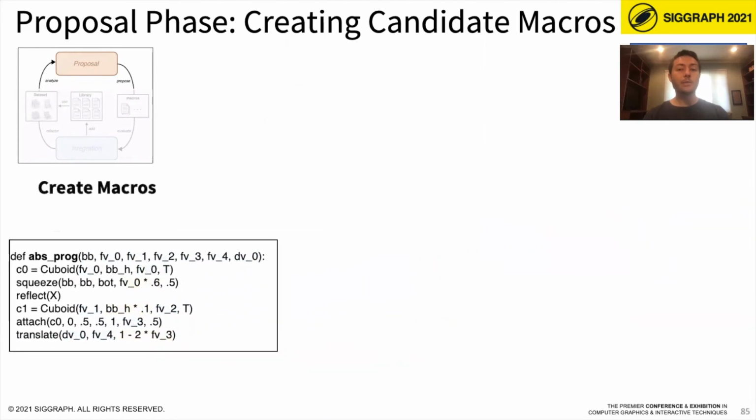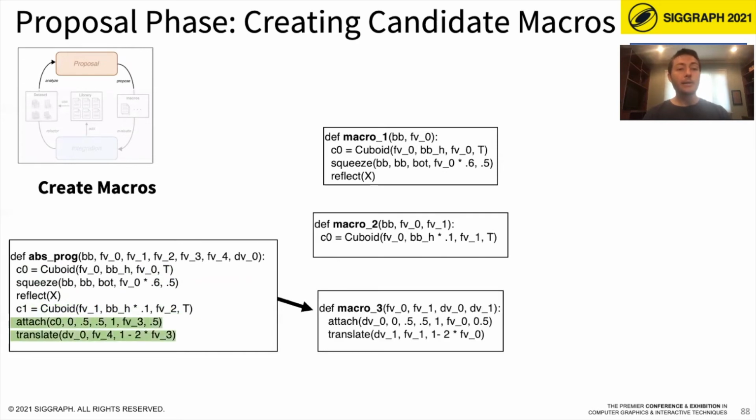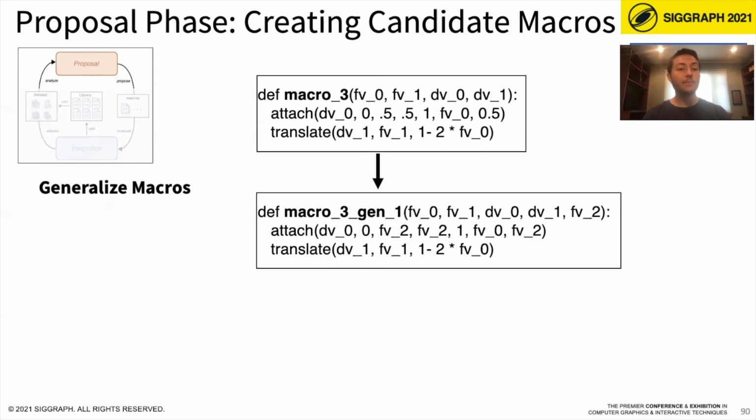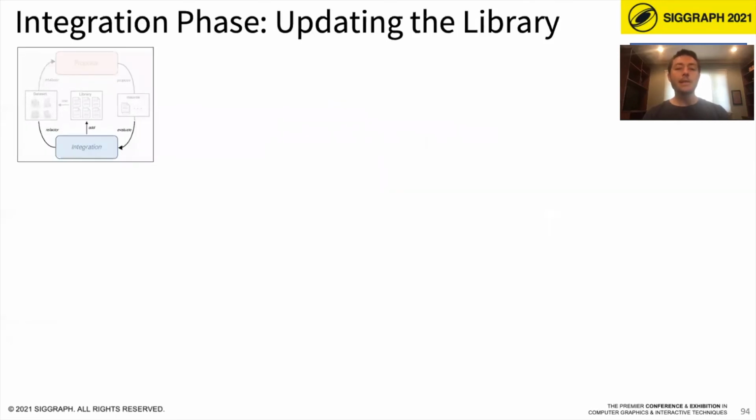Once we've found an abstracted program, we identify subsequences of lines, shown in green, that could be converted into standalone macros. In the last step, we take the set of candidate macros and add in any macros that are generalizations of this initial set. One macro generalizes another macro if it can produce a superset of the other macro's outputs. For instance, the middle macro generalizes the top macro by replacing a shared constant expression in gray with a new free variable in blue.